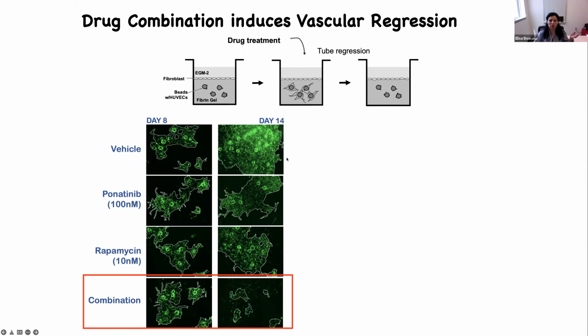And you can see in vehicle, these lesions keep growing. With ponatinib or rapamycin alone, there is still a little growth, although much reduced compared to vehicle. And then when we have the drug combination, there is regression of these vascular lesions, as seen in this quantification.